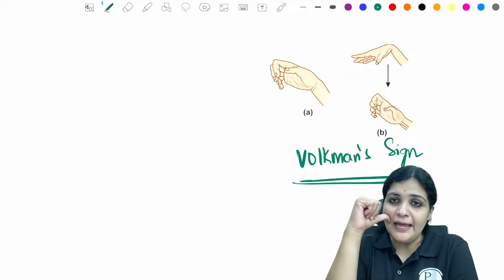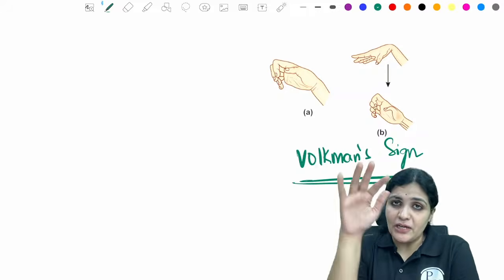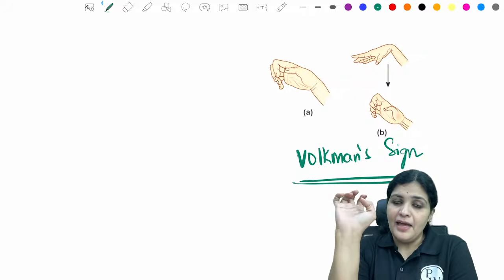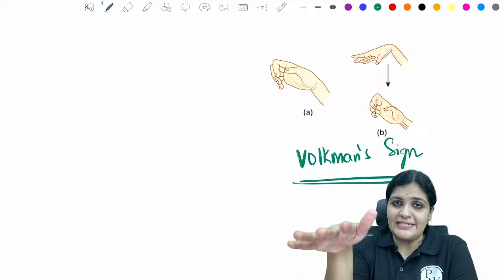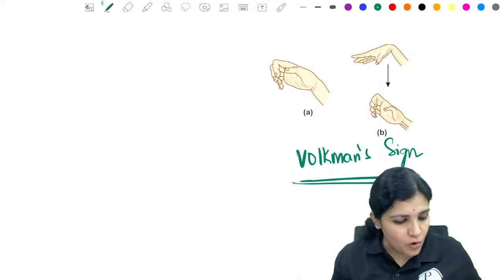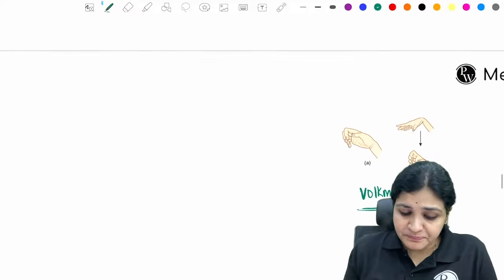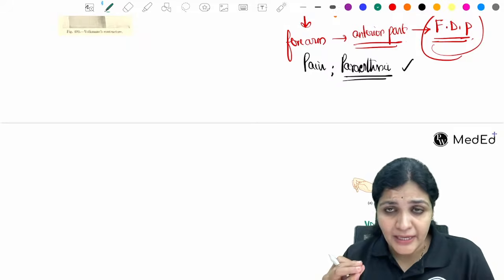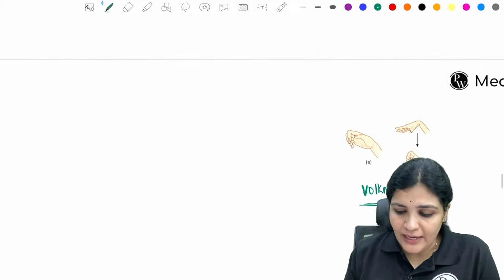So what is a Volkmann sign? Now you're confirming that this is because of the fibrous tissue. If it was a claw hand, whatever you do, wrist extension or flexion, the clawing will be there, right? But here, whenever you relax the wrist, the fingers get extended. So this is called your Volkmann sign. First you will write the definition, then the pathophysiology, then the signs and symptoms, then this particular sign which is called the Volkmann sign.